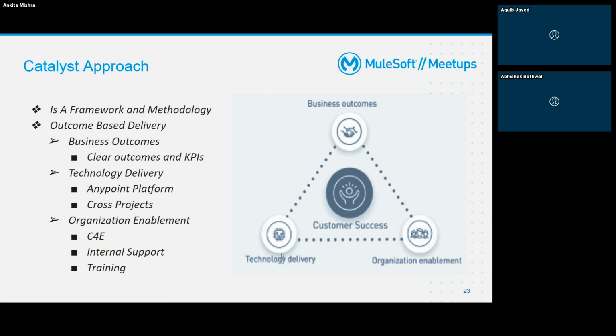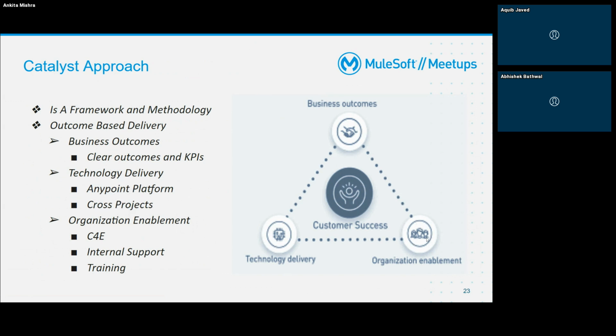Second is technology delivery. Now, when you are working on a particular application, you need to understand your technology. You need to understand whether you have those tools or proper applications using which you will be able to build the applications that your customer is demanding right now. So technology delivery is also important. For MuleSoft, we have one such technology which is called Anypoint Platform. Again, this is something that we are going to cover in our next meetup. So we have to understand our Anypoint Platform well, as well as how we can work with cross projects.